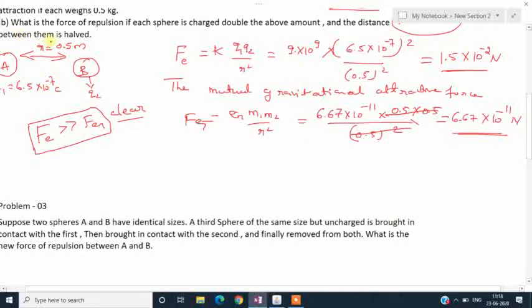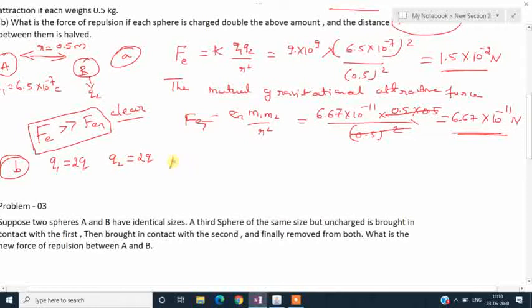Now let us take the second one. What is the force of repulsion if each sphere is charged double the above amount and the distance between them is halved? Very simple. The first part is done, the second part is here. So Q1 is equal to 2Q and Q2 also becomes 2Q, because we are doubling the charge.